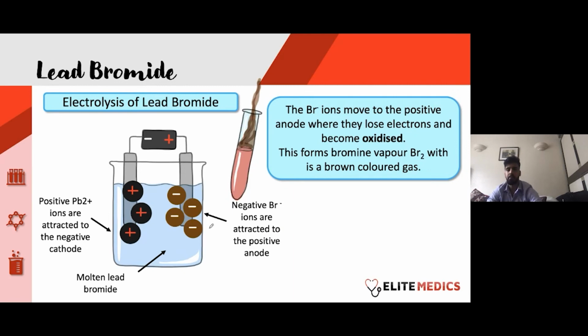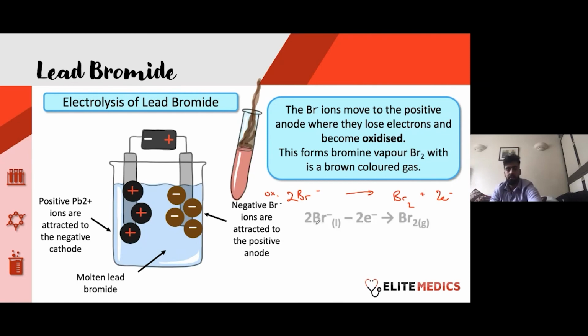So let's have a look at this. The Br- ions move to the positive anode where they lose electrons and become oxidized. So let's see what's going on. Br- is going to turn into bromine gas. I know bromine is going to be diatomic. You have to make sure, if you only put Br, you're going to get it wrong. You have to put Br2. Then you can balance it and say, okay, I need 2 Br-, and then 2- on that side, so I need 2 minuses on this side. Great. Because this is losing 2 electrons, I know this is oxidation.